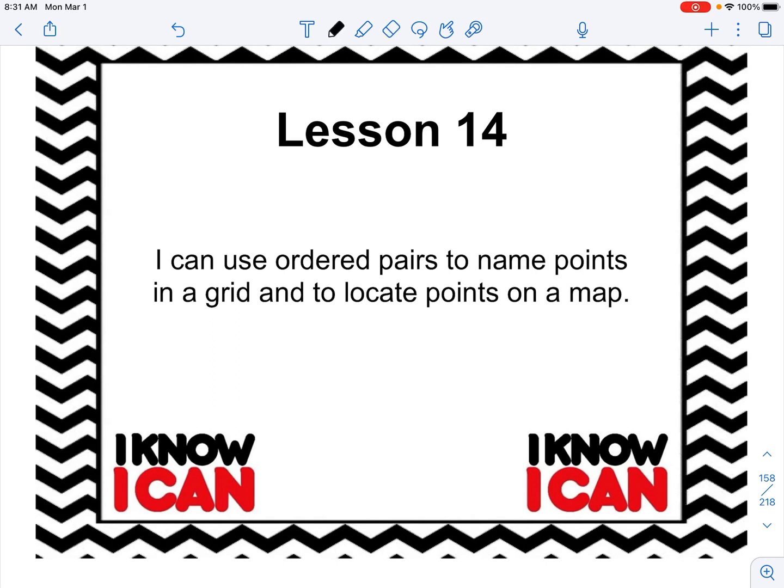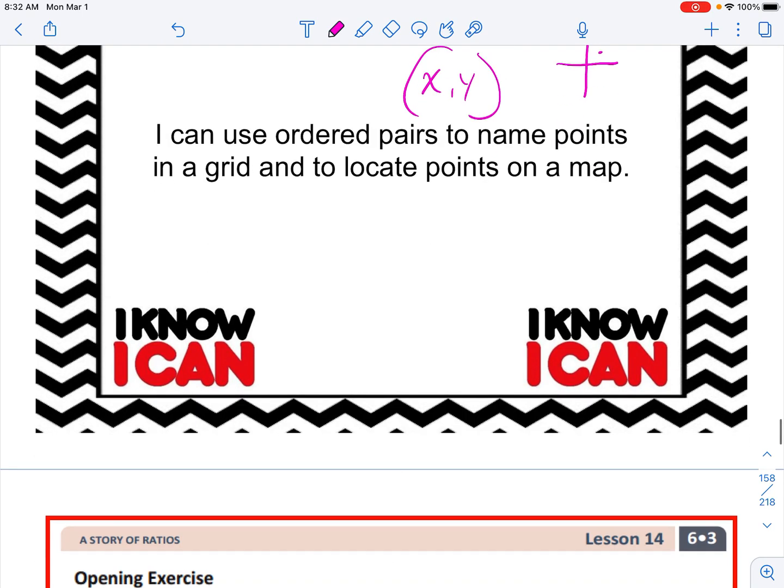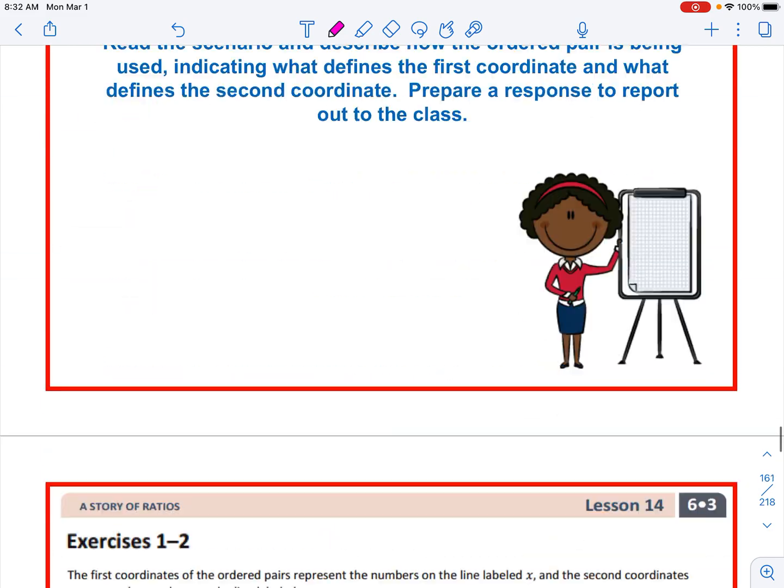Today, we're going to do 2 lessons. Lesson 14 is pretty short, and 15 is kind of a regular, shorter lesson as well, so I decided to combine those two today. Lesson 14's objective tells us: I can use ordered pairs to name points in a grid and to locate points on a map. Ordered pairs are what we're going to be calling X and Y. They're always going to be in parentheses, and they're going to be points on a coordinate plane. We're going to talk about that in more depth in a bit.